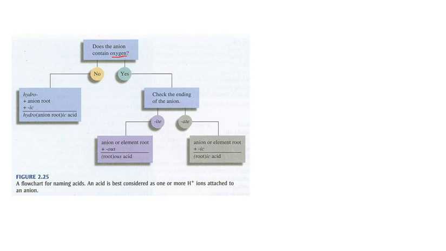So, for example, let's say that we had HBr. Does it contain oxygen? That would be no. So the way we would name this would start with hydro. The root of the anion, the second one, the negative ion, is bromine, so this would be brom. And then we change the ending to ic. So that'd be just hydrobromic acid.